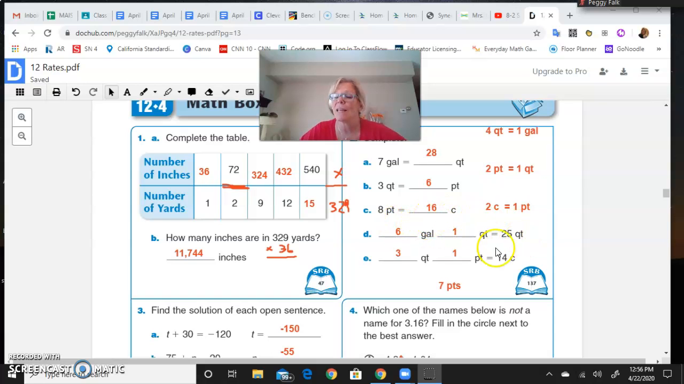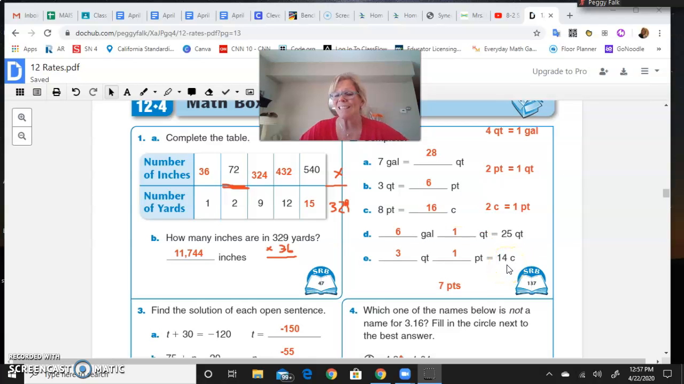Now, D and E, they gave us the answers, so we have to kind of work backwards. I know I have 25 quarts. Well, how many gallons would that be? Now I'm going to do the backwards, and I'm going to divide by 4. So 25 divided by 4, I would have 6 full gallons with 1 quart left over.